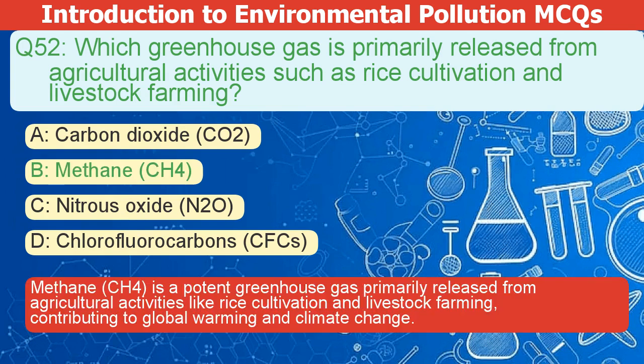The correct answer is B. Methane, CH4, is a potent greenhouse gas. It's primarily released from agricultural activities like rice cultivation and livestock farming. This contributes to global warming and climate change.